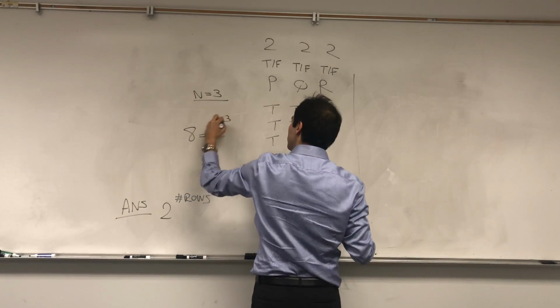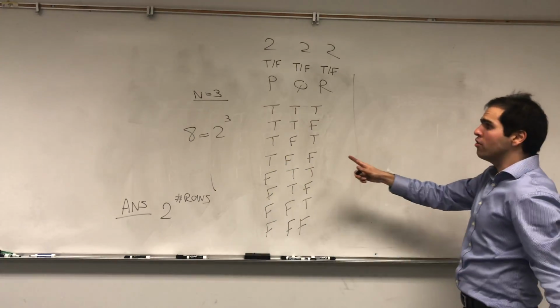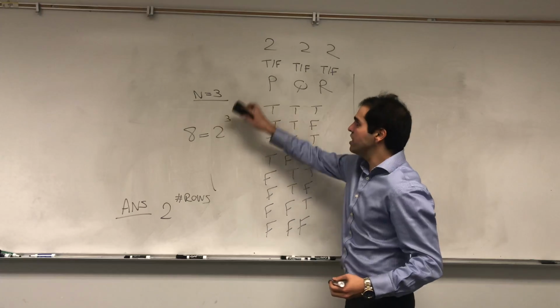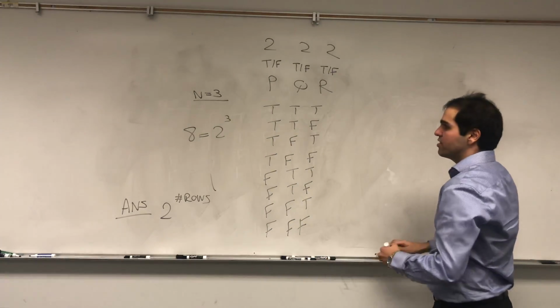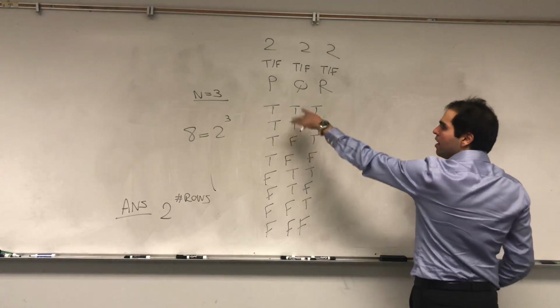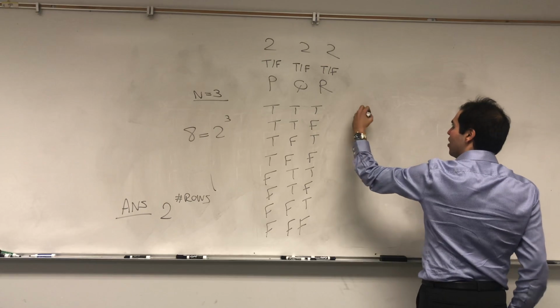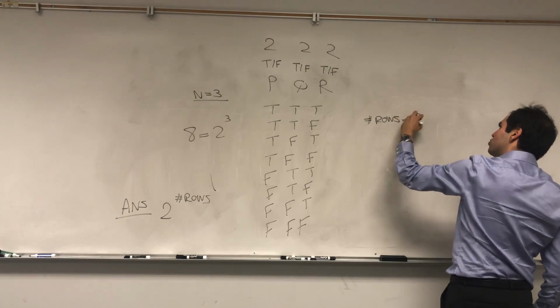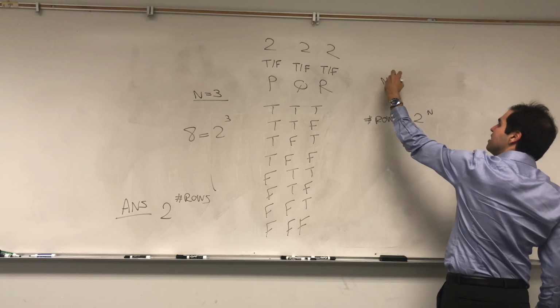So 8 is 2 cubed. So the number of rows in general is just 2 to the n, where n is the number of statements. So the number of rows equals 2 to the n. And again, n is just the number of statements.